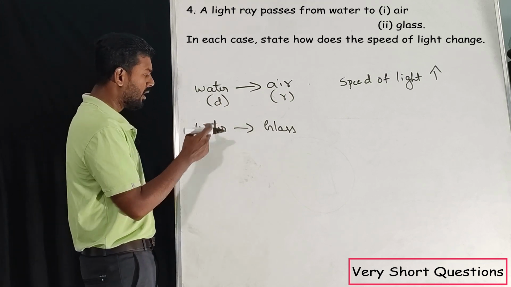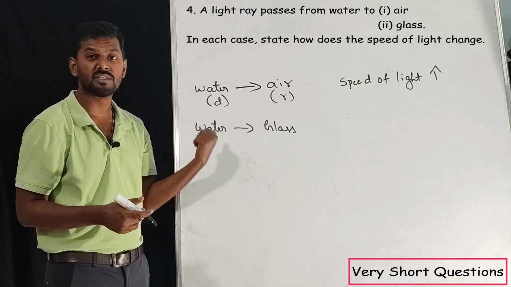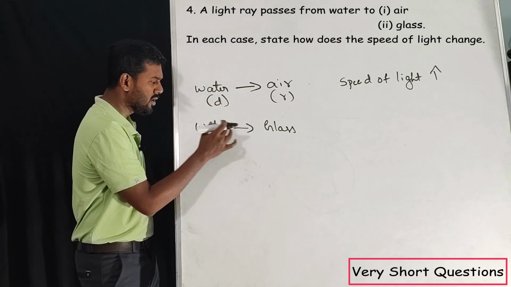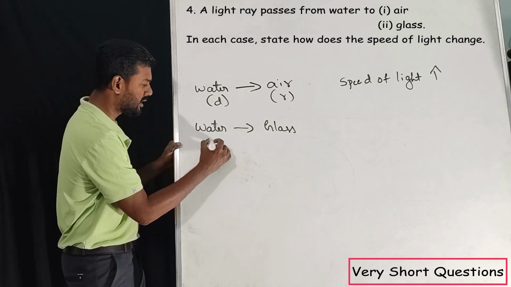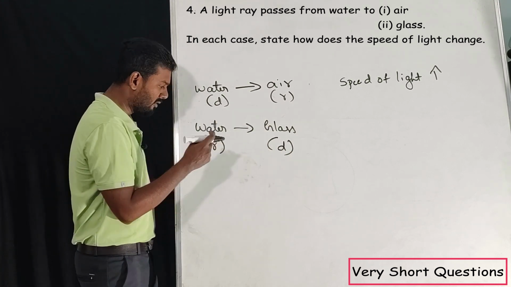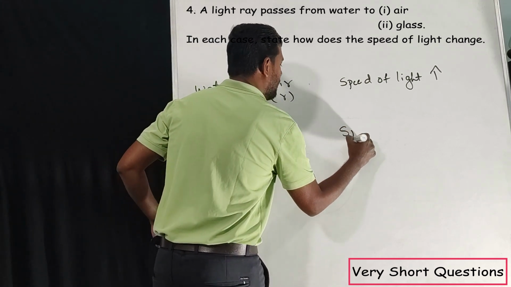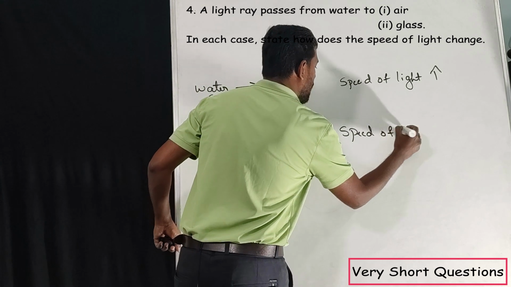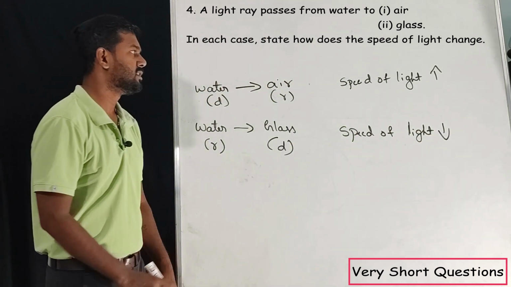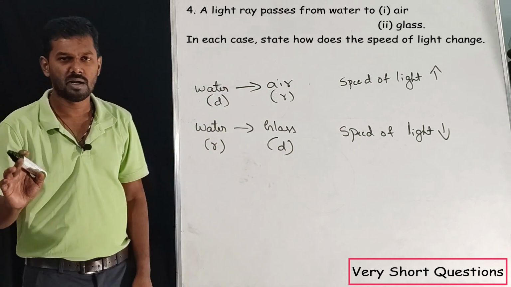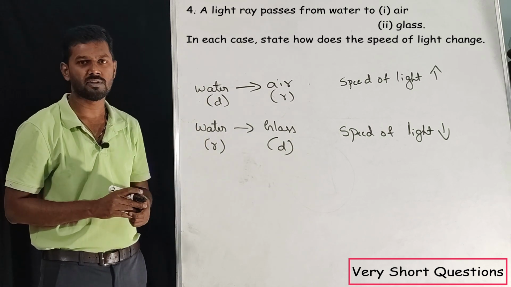Next, now see water and glass. Here which is denser and which is rarer? Compare only these two. In water the molecules are a little away from each other compared to glass. So this is rarer and this is denser. When the light enters from rarer medium to denser medium, speed of light decreases. So up arrow means increases, down arrow means decreases, but you should not use those symbols in the exam, just for your reference. That's it.